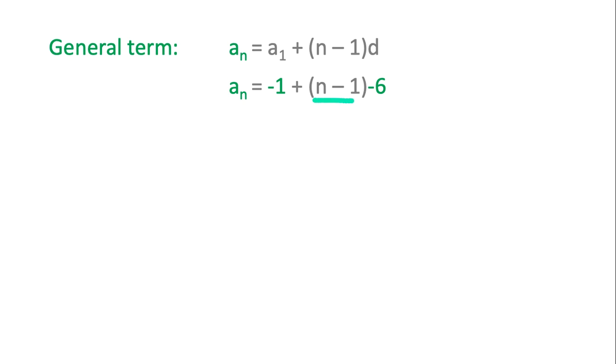Hence, our general term is a sub n is equal to a sub 1 plus n minus 1 times d, wherein a sub n is equal to negative 1 plus n minus 1 times negative 6. Then distribute negative 6 to n minus 1. We have a sub n is equal to negative 1 minus 6n plus 6. Therefore, our general term is a sub n is equal to negative 6n plus 5.